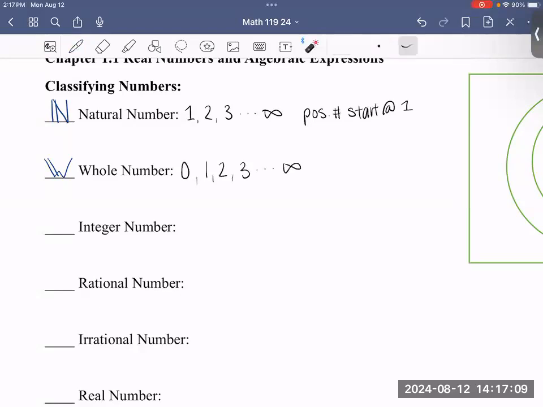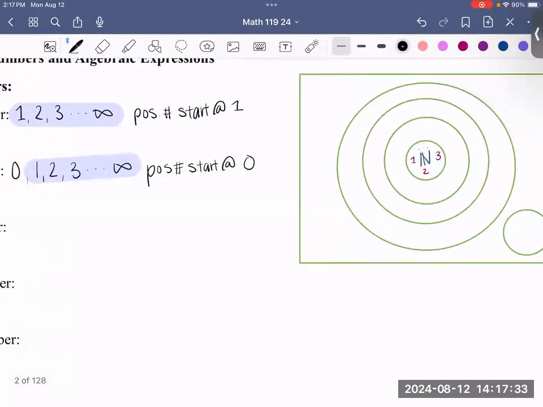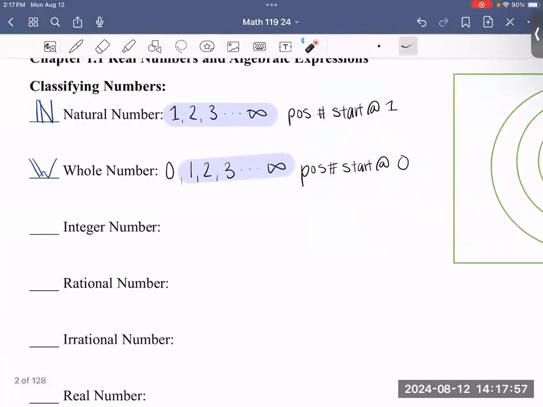Now, what do you notice in comparison with natural and whole numbers? Well, natural numbers had the values from 1 and then up, which we can still see in whole numbers. So whole numbers, the only difference is that we start now at 0. So in our diagram, the very next circle will be your whole numbers, where you now start at 0 and then you slowly tick up and go forth. So natural numbers are found within whole numbers.